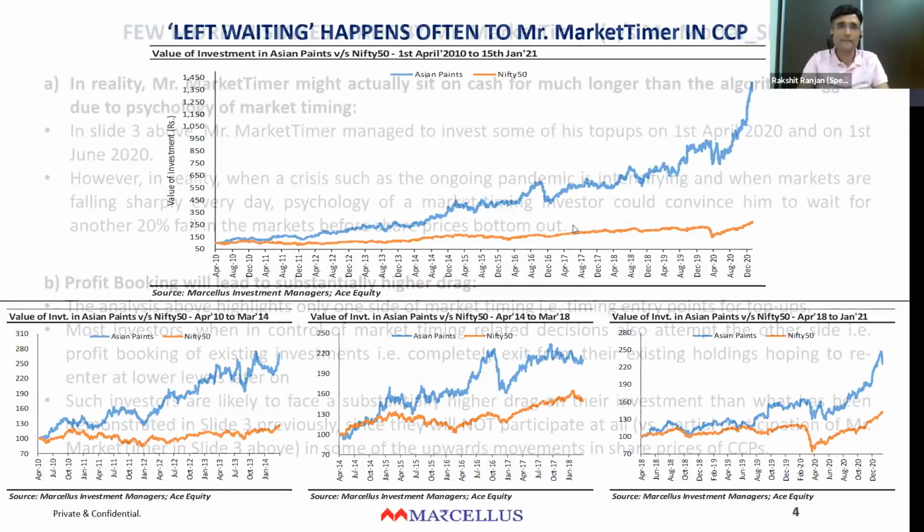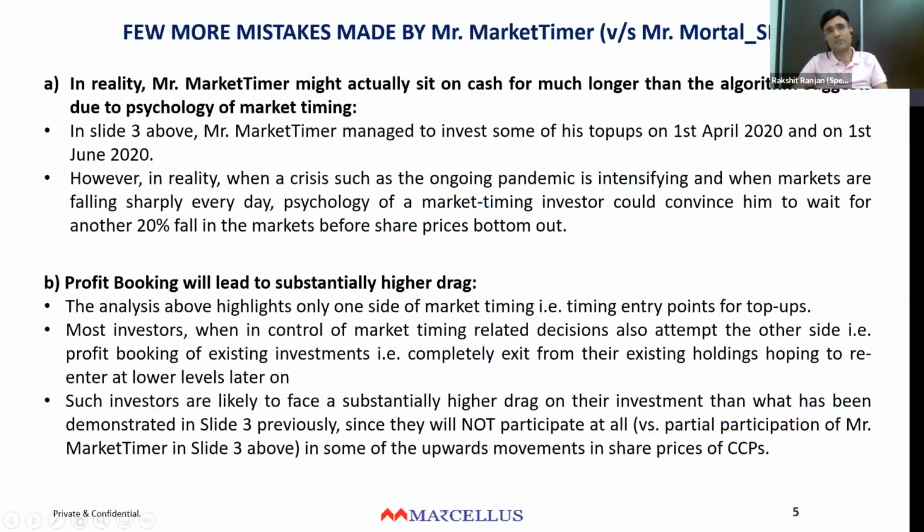So that's one way to understand this. There are a few more mistakes which the previous slides did not cover, and these are mistakes that Mr. Market Timer will certainly make once he has the discretion of timing, once he has not chosen the SIP. The first incremental mistake he'll make is he'll not sit on cash for only the time periods that were shown in these charts. He'll sit on cash for much longer, right? Because as I said, we've now come down by 5% in our NAV over the last couple of weeks. Maybe we go down by another 5%.